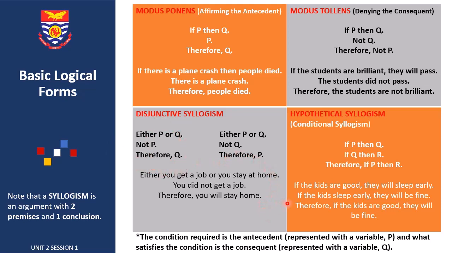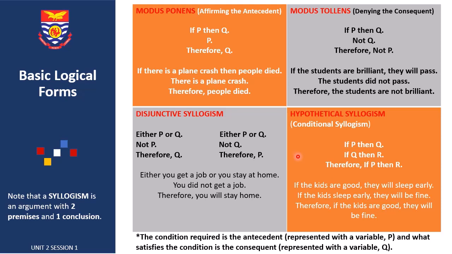Let's look at the fourth valid argument that is discussed under the basic logical forms. And we have hypothetical syllogism, which is other times called conditional syllogism. And it says, if P, then Q. If Q, then R. Therefore, if P, then R.